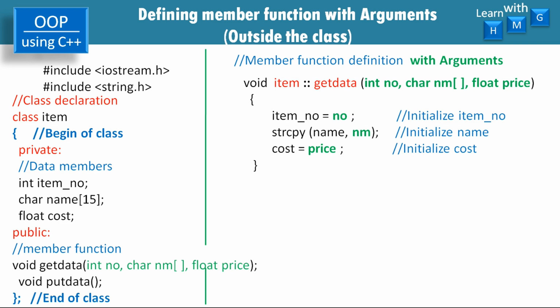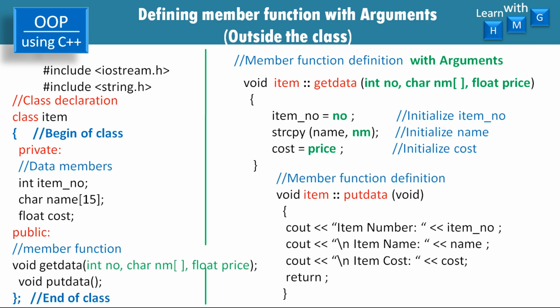Now the second member function definition is of putdata, which is defined again outside the class, void return type, item is the class, scope resolution operator, the name of the function is putdata. Void means no argument, so this function is not accepting any argument, and it is used to perform the output operation, and using cout and insertion operator, the item number, item name and cost, all three values are displayed, and at the end empty return, end of the function. So this is another class definition as compared to the previous class definition.